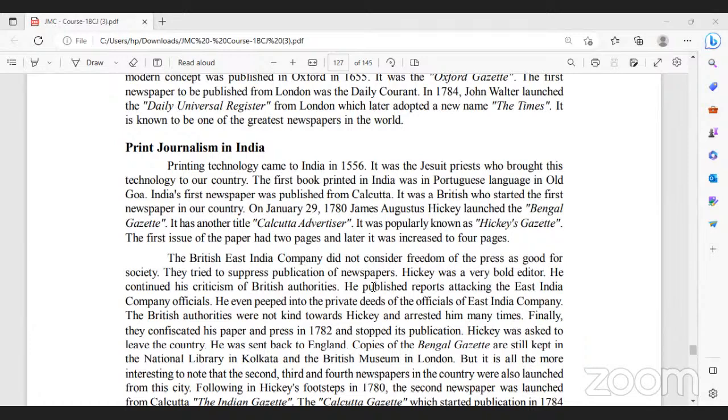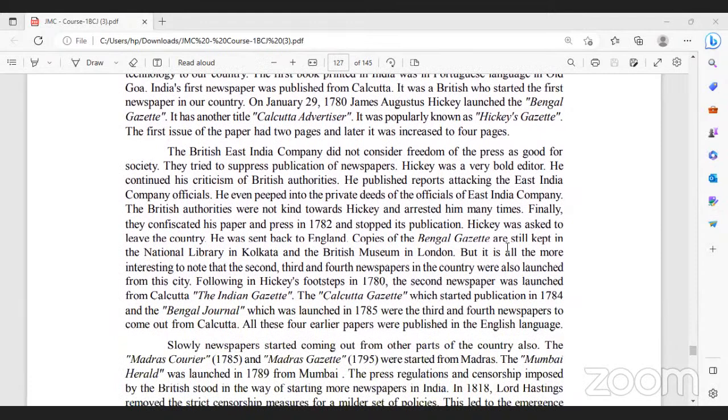The first issue of the paper had 2 pages, and later it increased to 4 pages. However, the Bengal Gazette had a very short life, somewhere around 1 or 2 years, because it concentrated on the private affairs of the British rulers, the East India Company people, criticizing the British authorities at the personal level. He published reports attacking the East India Company officials and talked about their private deeds.